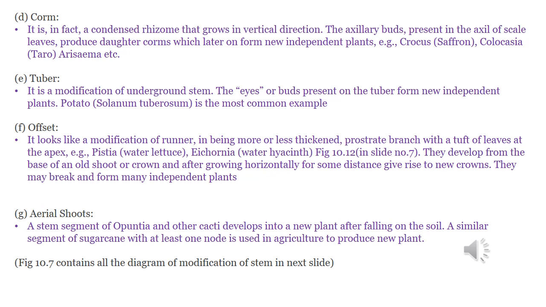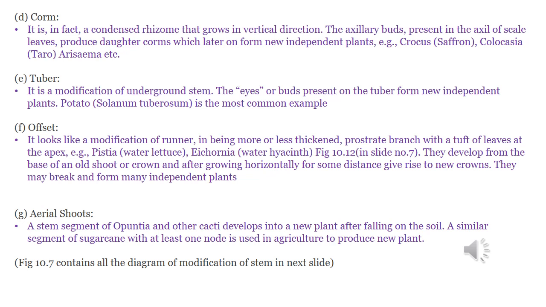So an example includes Eichhornia, that is water hyacinth. In water hyacinth, basically the two ends are connected by a short interval of branched structure. That branch structure is actually the stem part, and that is the modification of stem, which is called offset. Especially in slide number 7, figure 10.12, you can observe this structure. They actually develop from the base of the old shoot, and after growing horizontally for some distance it gives rise to a new crown. Okay, and they may break and form many independent plants.